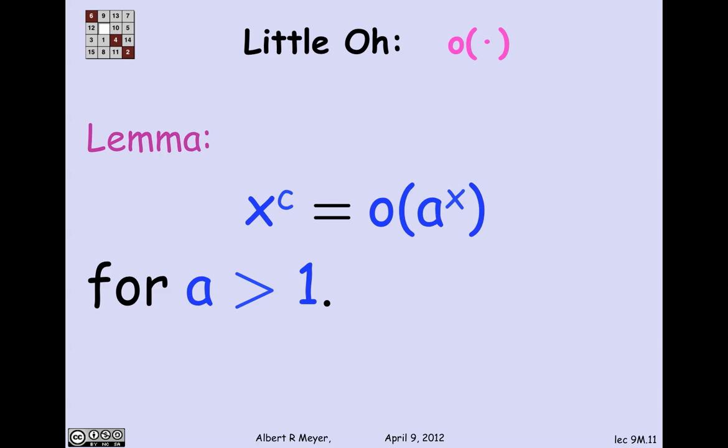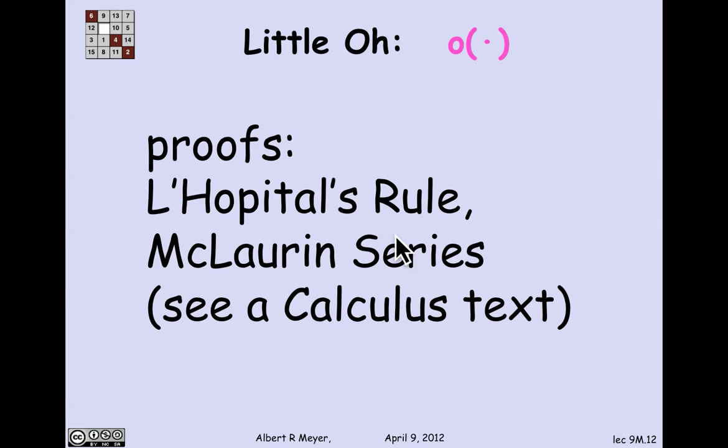One more crucial fact that I'm not going to prove, but I'll state, is that polynomials grow slower than exponentials. This is closely related to the fact that logs grow slower than roots. In particular, if c is any constant and a is greater than 1, then x to the c is little o of a to the x. There are a bunch of ways to prove this using L'Hopital's rule or Maclaurin's series, and I'll leave it to you to look up your 1801 calculus text to find a proof of that fact.